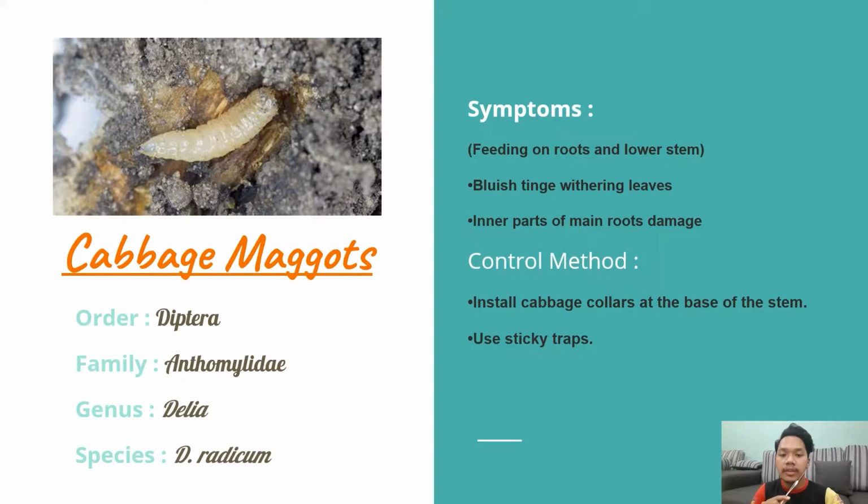While its control method is by we can install cabbage collar at the base of the stem, and we can also use a sticky trap as a control method to control it.